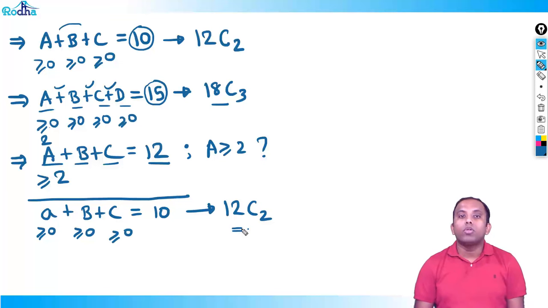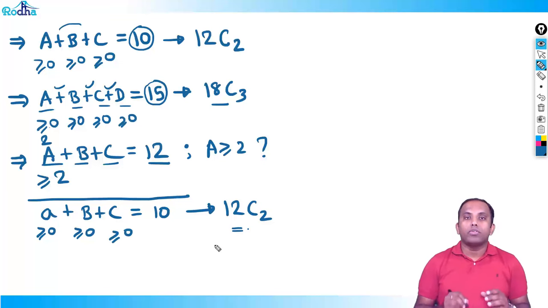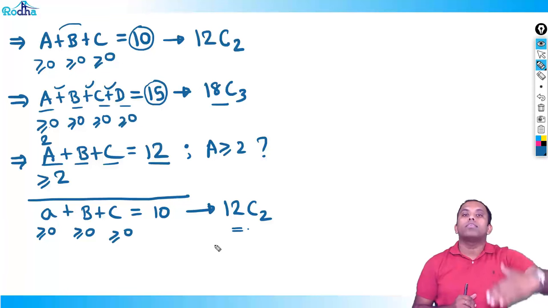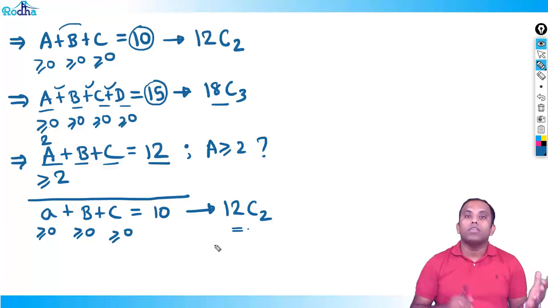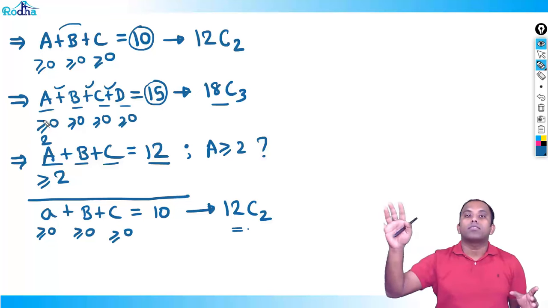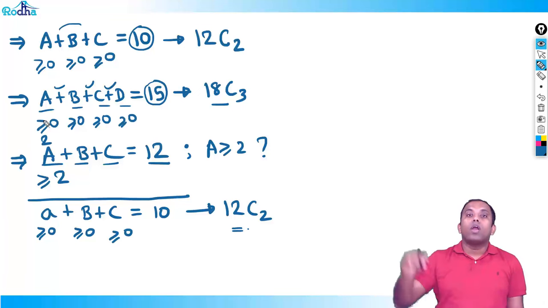Right. Now, why is the answer 12C2? You can ask a question here: what happened to those two chocolates? See, we are not finding the number of chocolates in each case. We are just counting the total number of cases. How many cases are there in which 12 chocolates will be distributed to A, B and C such that A gets at least 2? We are counting the number of cases, like A gets 2, B gets 5, C gets 5. It is one case, and if you shuffle it, it is 3 cases, 3 factorial by 2 factorial. So we are counting the number of cases.